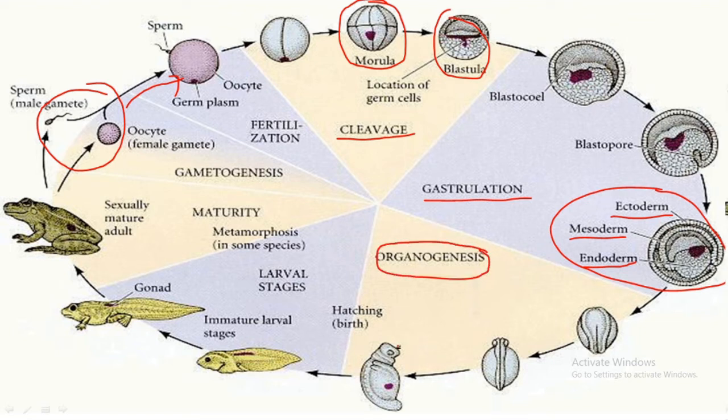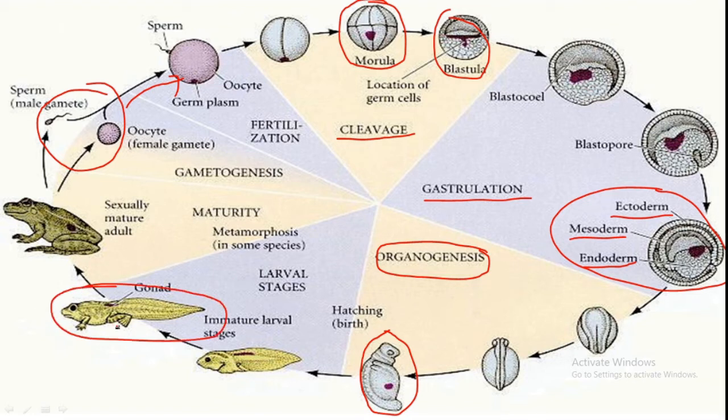Finally this changes into an embryo, and the embryo finally hatches out from the egg, and we call it the tadpole larva. It is free swimming in the water, and after some time this tadpole larva metamorphoses into the adult stage. The adult matures and the life cycle is completed, right?